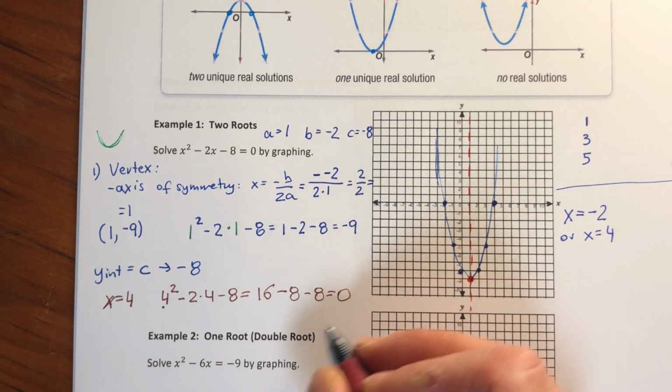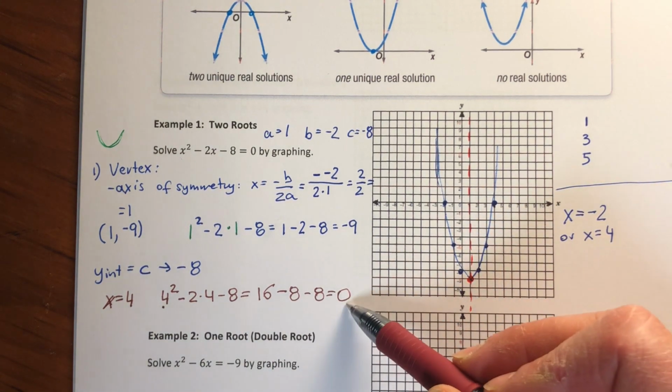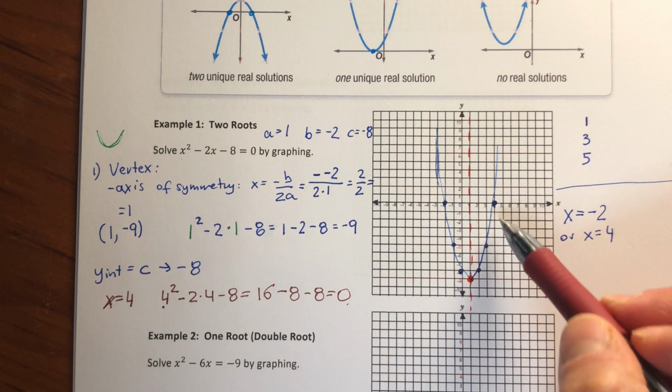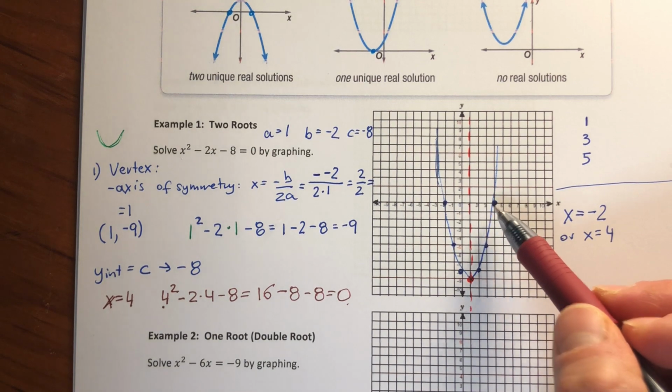Look at that, that is equivalent to 0. So when x is equal to 4, the y value is equal to 0. So we were able to show that this is going to be our solution, or one of them.